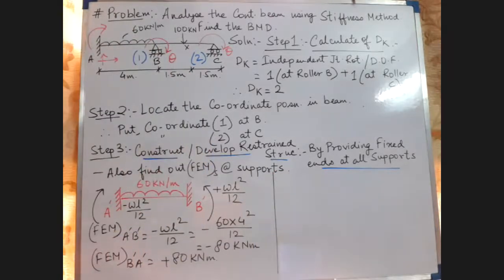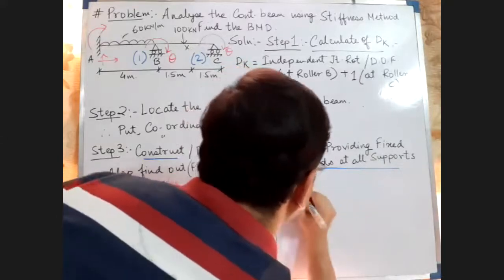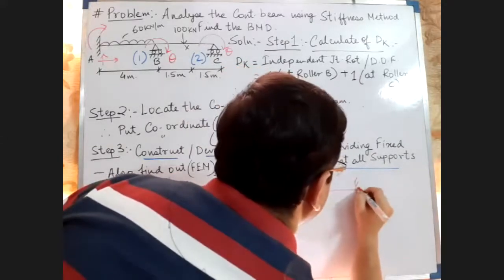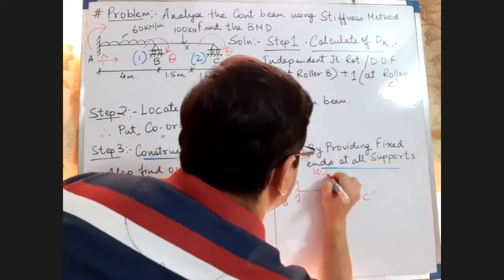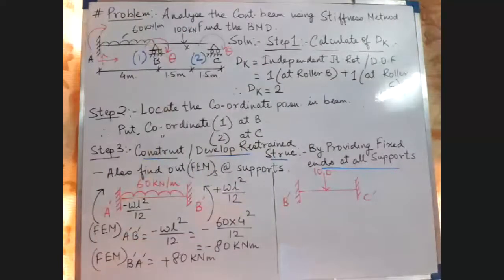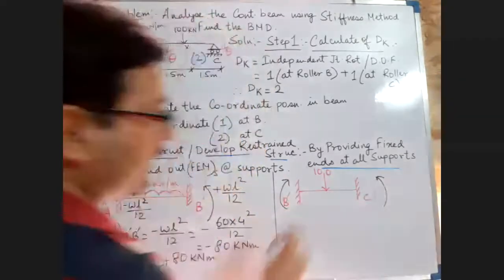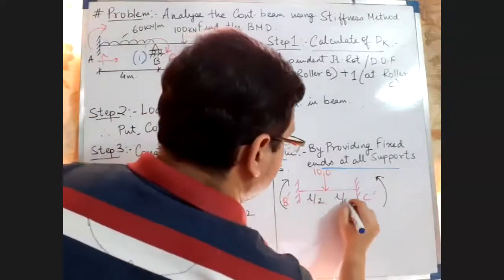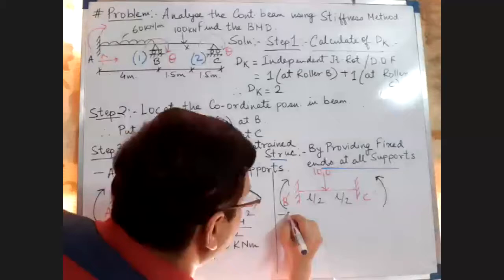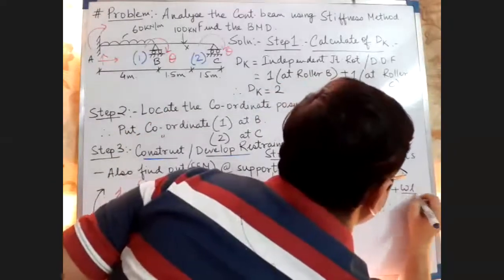Again for BC. So I am making the beam B dash C dash. Very easy. I have a point load 100. It is at the midpoint, very important. So L by 2, L by 2. So the left side will be minus W L by 8 and the right side plus W L by 8.